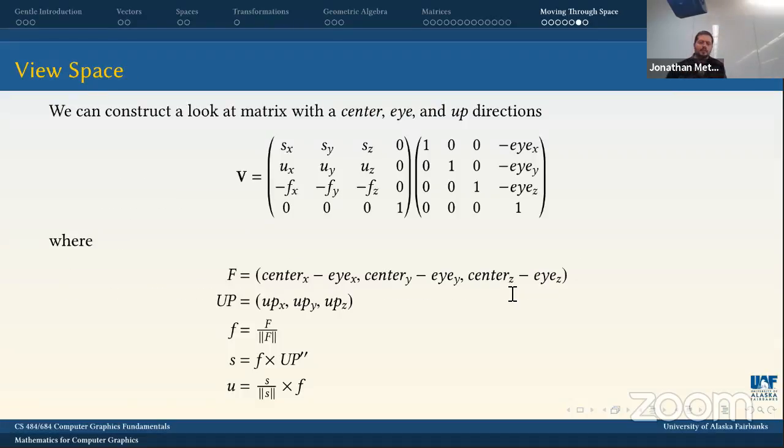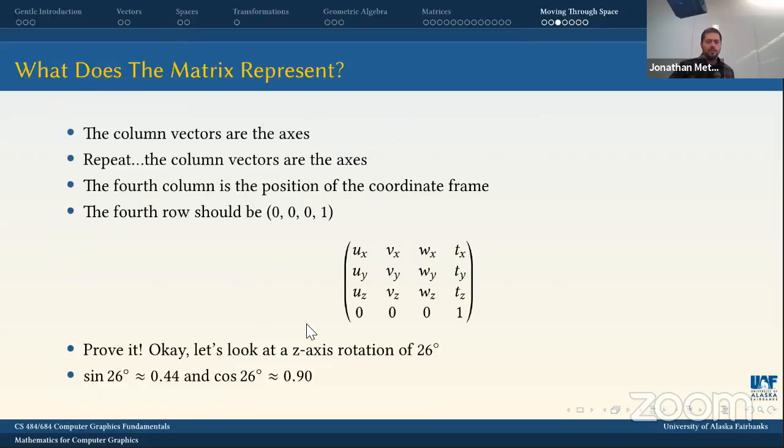Okay, and so the last matrix I want to show you is called a look-at matrix. When you look at the documentation for this particular matrix, you'll notice that it's the product of these two matrices. For one, we have the eye coordinate. So where is the eye located in 3D space? And then we have this rotation here.